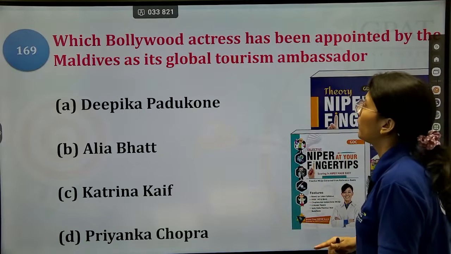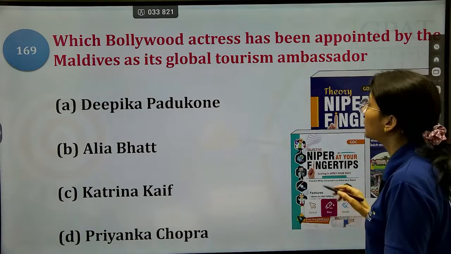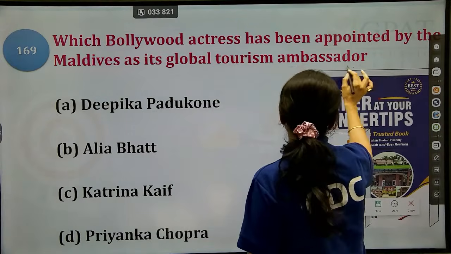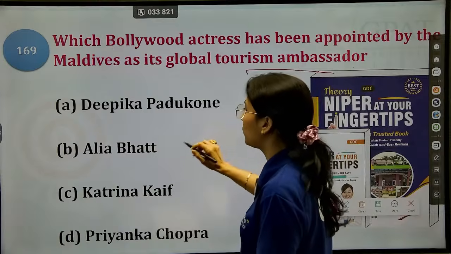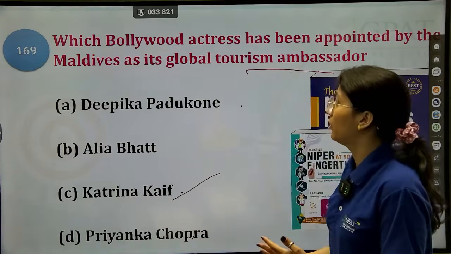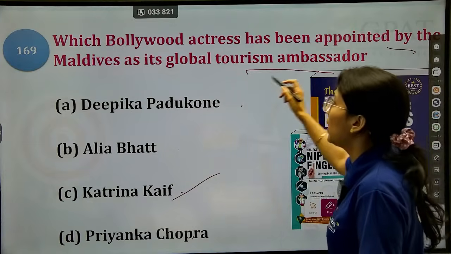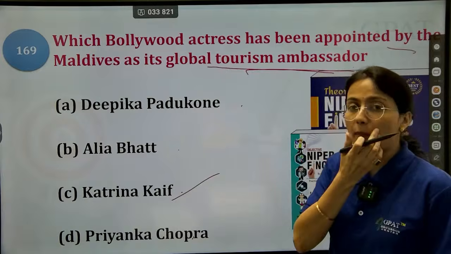Next, which Bollywood actress has been appointed by Maldives as its global tourism ambassador? Deepika Padukone, Alia Bhatt, Katrina Kaif, Priyanka. So the correct answer is what? Katrina Kaif. Katrina Kaif has been appointed by Maldives as its global tourism ambassador.